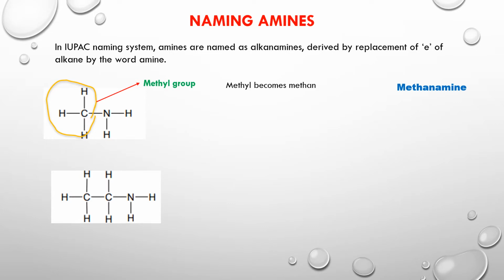In the next example, we have a 2 carbon group attached to the nitrogen. This 2 carbon group is known as an ethyl group. The ethyl group is going to become ethane. Now when we name this amine, it reads as ethanamine.